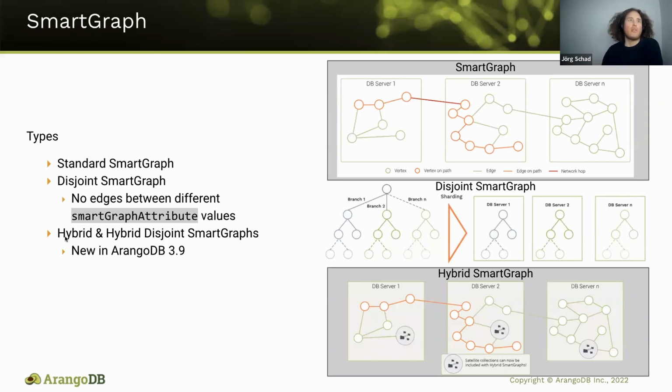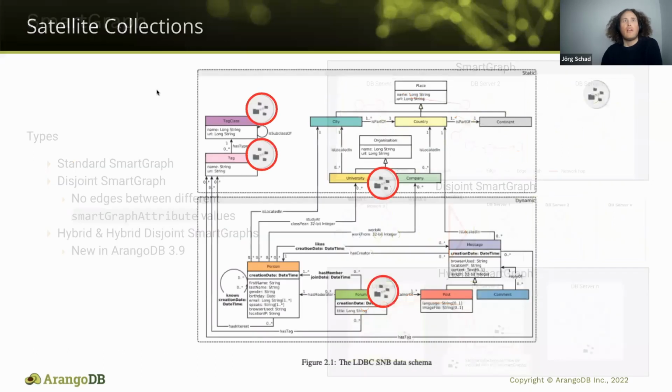The new feature which we have now is the hybrid or even hybrid disjoint smart graph, to make the naming even longer. We Germans really like long names accumulating. This is new in ArangoDB. In short, it allows us to combine the smart graphs or disjoint smart graphs together with satellite collections. Yet another term. Let's have a short look at what satellite collections are about.